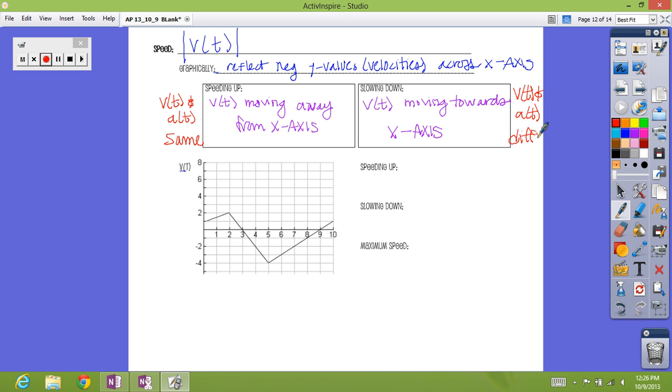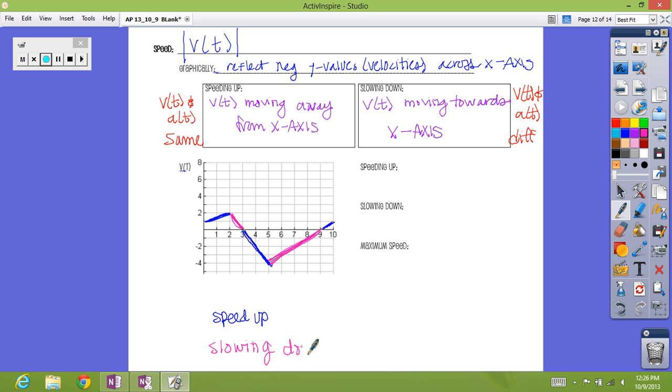So we're going to start off with, I'm going to highlight all of the times we're moving away from the x-axis in blue. So I move away here, I'm actually moving away here, and I'm actually moving away here. So those are the 3 intervals where I'm moving away. What that means is the blue is where I'm speeding up. And in pink, I'm moving towards the x-axis here, I'm moving towards the x-axis here, and in pink would be slowing down.